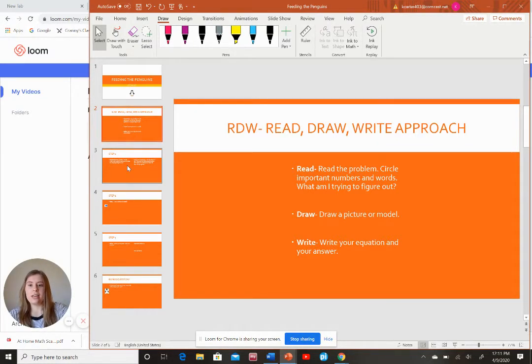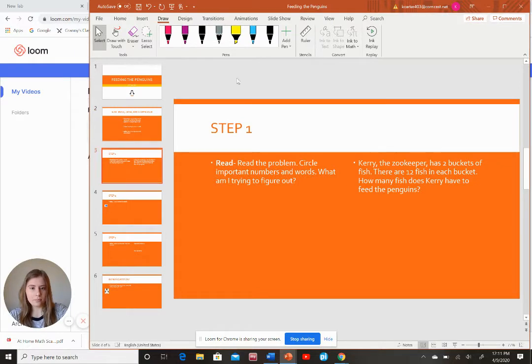Okay, so here's our problem for today. This is step number 1. Remember, we're going to read it, circle those important parts, and figure it out. Our problem says Carrie, the zookeeper, has 2 buckets of fish. There are 12 fish in each bucket. How many fish does Carrie have to feed the penguins? So think about it just for a second. What numbers does this problem give us? What's important? What are we trying to figure out? Just think to yourself for a second.